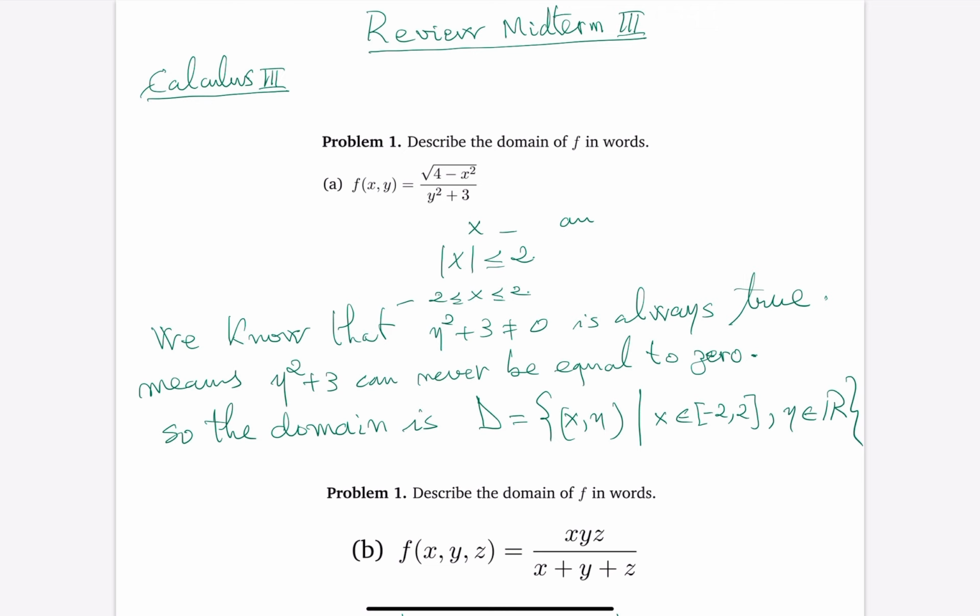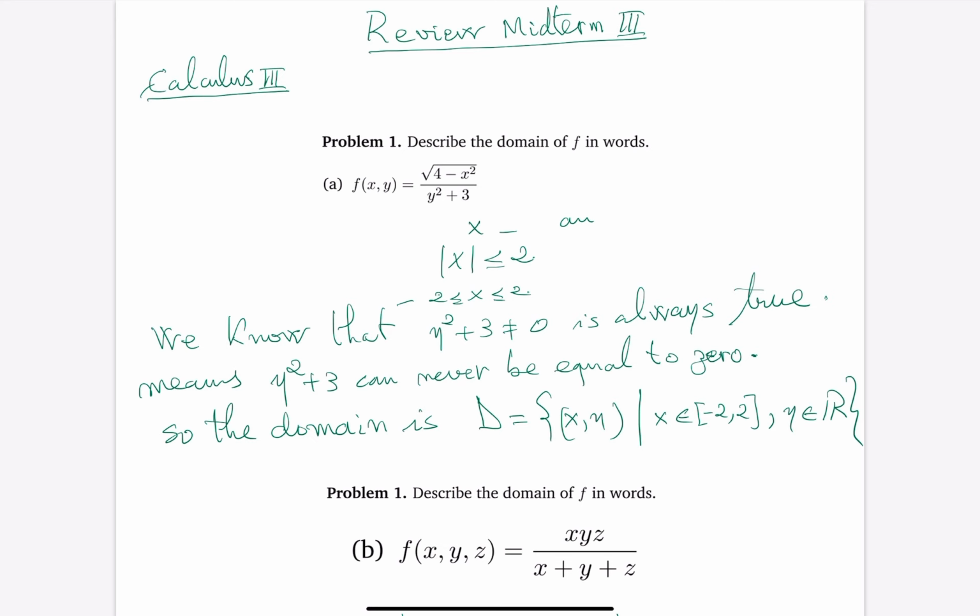And then from here you can get the denominator has to be non-zero, which is always true, by the way. Why? Because you can't find a y such that y squared plus 3 is equal to 0. Any y you will pick, y squared plus 3 has to be non-zero, okay? It cannot be equal to 0.